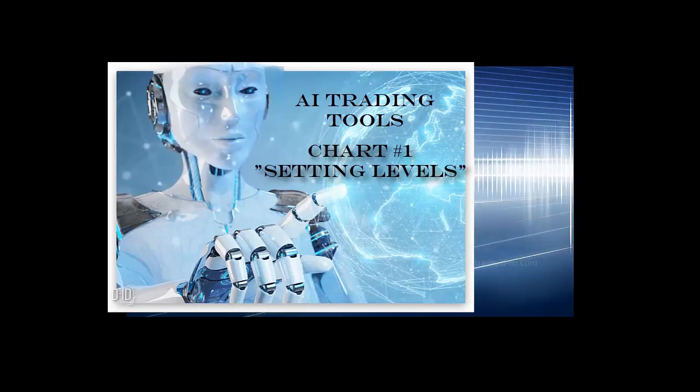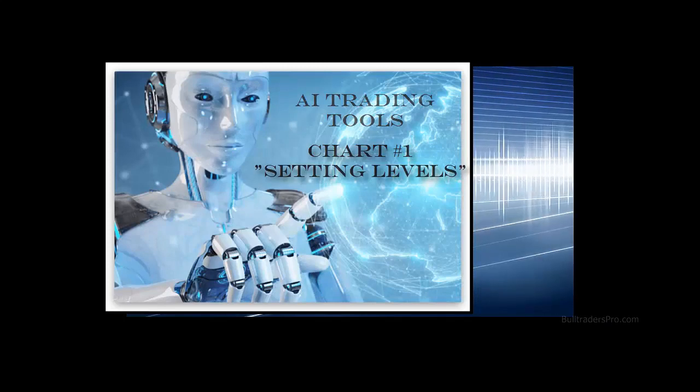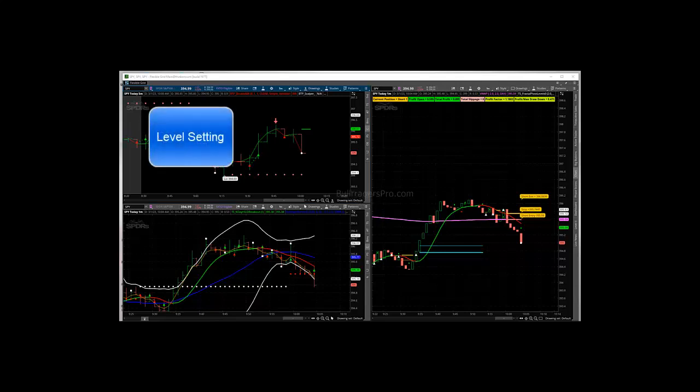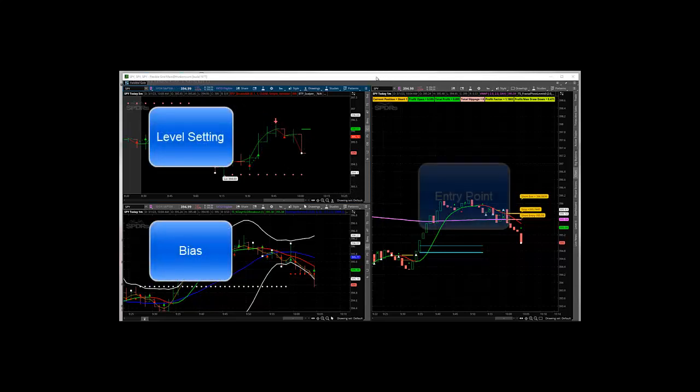Setting levels. As discussed in the earlier presentation, we utilize 3 charts to gather essential information and make informed decisions before initiating a trade. Specifically, we employ the level setting chart, bias chart, and entry point chart as our primary tools. Despite the apparent complexity of this process, it is relatively straightforward and becomes increasingly clear upon completion.